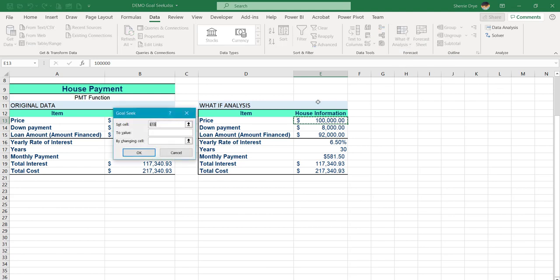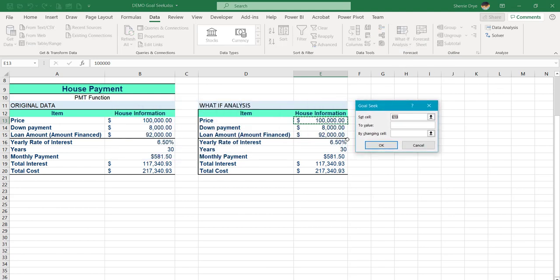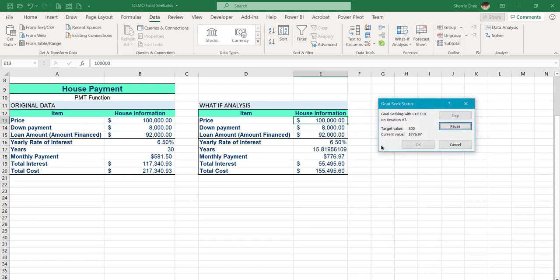So you could do the same thing and say, okay, if I wanted to set my monthly payment to $800. And let's say, okay, maybe I can decrease the number of years that I have to pay since I'm paying more each month. So let's see how many years we would have to pay on that if we increased our monthly payment to $800. So in order to get it to that point, we're going to adjust the years this time.